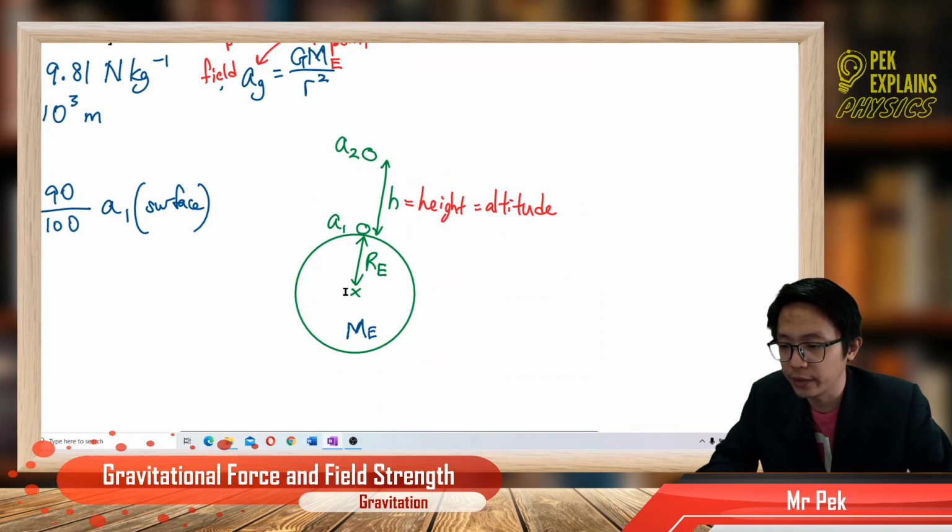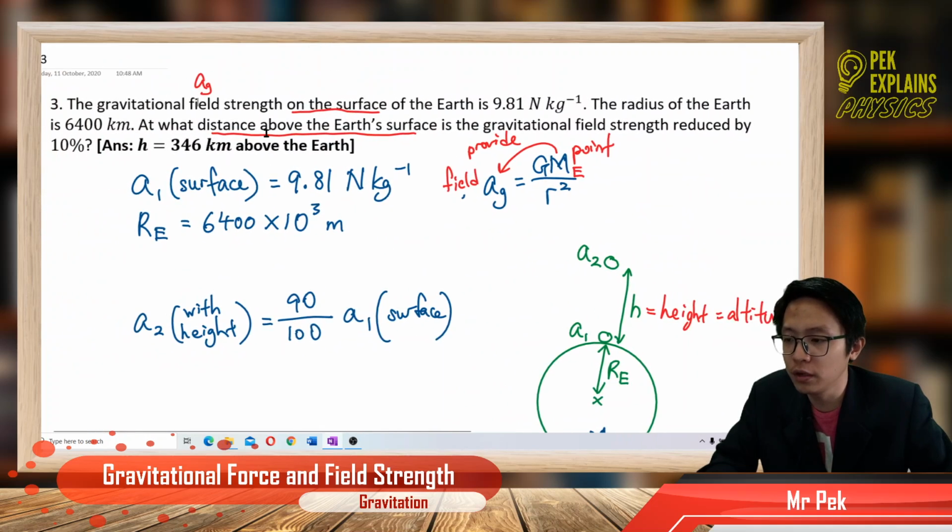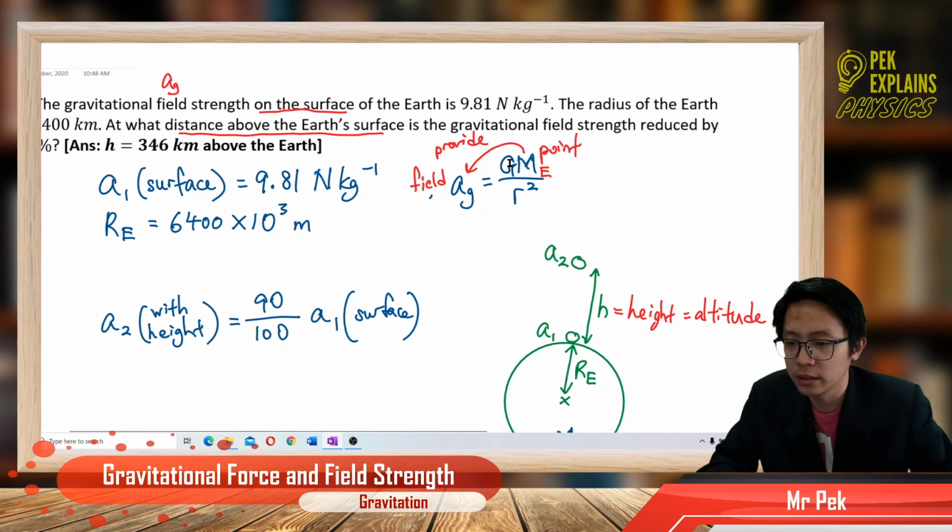In fact, the formula for gravitational field strength is GM over r square. The mass is the point mass. In our case, this is the Earth. So the point mass is the Earth. It is the point mass that provides the gravitational field. So our mass that provides the gravitational field now is the Earth.